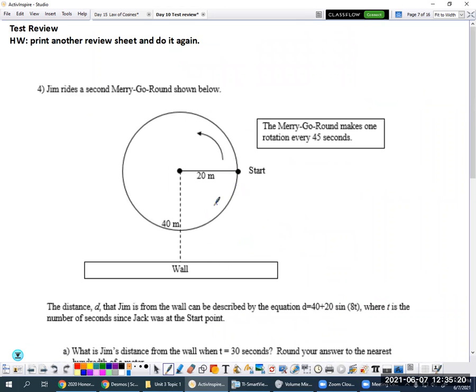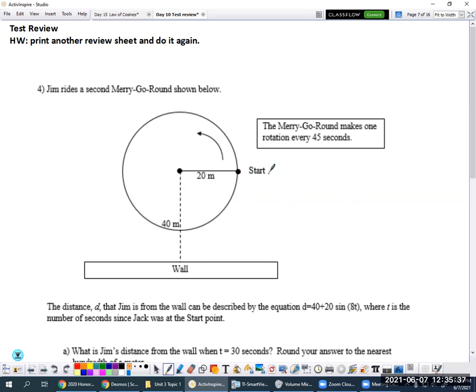So we have a different merry-go-round. This one's a little smaller. It has a radius of 20 and it is 40 meters from the wall. Now we are moving one full rotation in 45 seconds. The first thing we are being asked is, what is Jim's distance at 30 seconds?